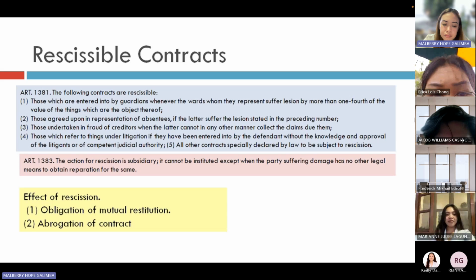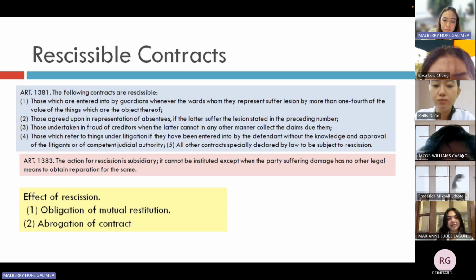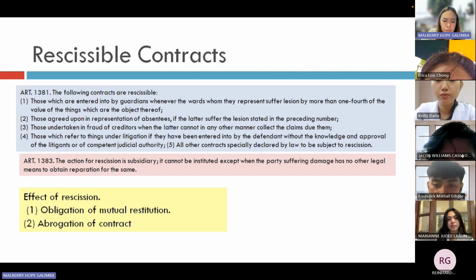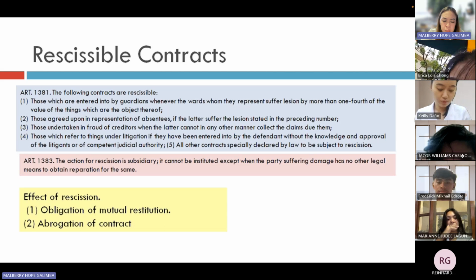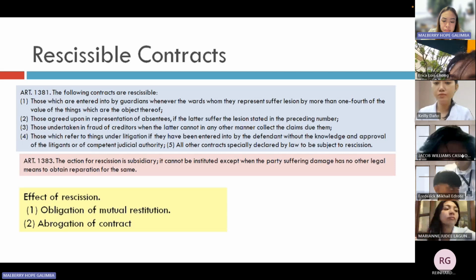Number 1, I'll give you an example. The term ward refers to a person who is incompetent or cannot protect or take care of themselves, such as a minor or an insane person, those who need to be taken care of because they cannot support themselves.